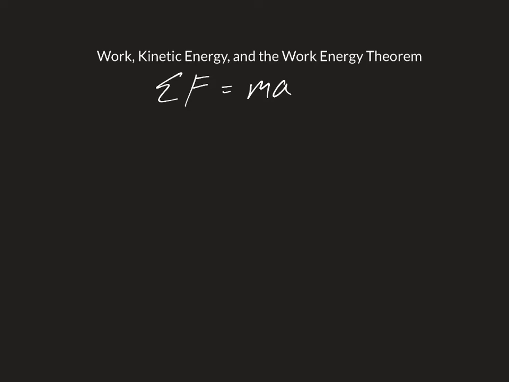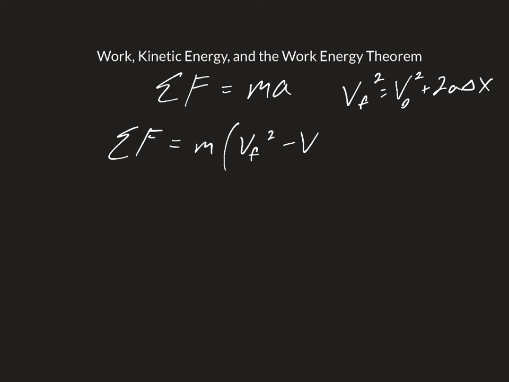And now we're going to replace a with stuff, and that stuff is going to come from the kinematic equation. We have v final squared is equal to v initial squared plus 2 times a times delta x. So moving everything but a over to the other side solves for a, and we end up with the net force is equal to the mass times v final squared minus v initial squared all over the quantity of 2 delta x. Sorry, not a, how about delta x? Delta x instead, I like that better.